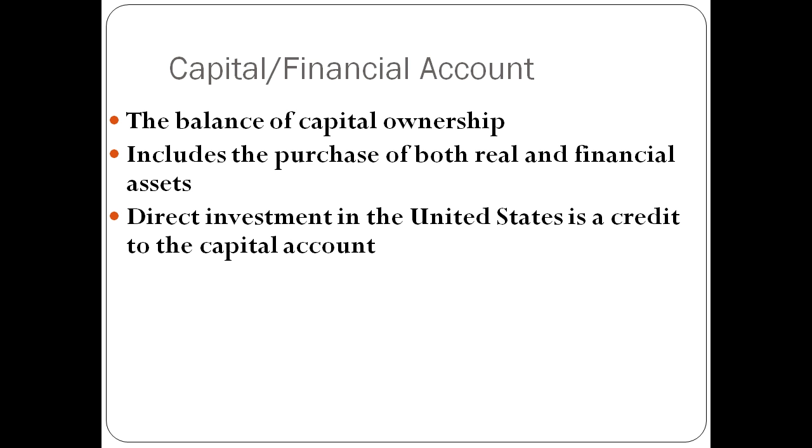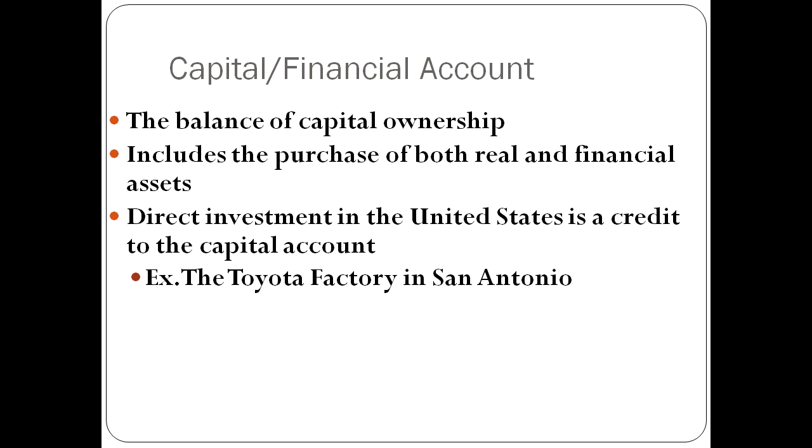So direct investment in the United States is going to be a credit to the capital account because it is an inflow of capital. So for example, if you have a Toyota factory in San Antonio, okay, San Antonio of course is in the United States, so you have a Toyota factory there. Because Toyota is a Japanese company and it's building in the United States, it is going to be a credit to the capital account because there is an inflow of capital in the United States.